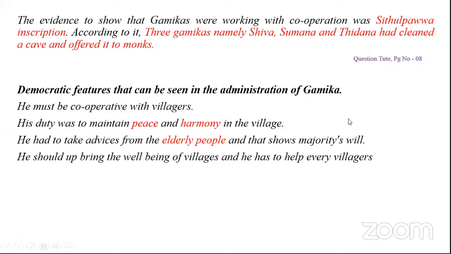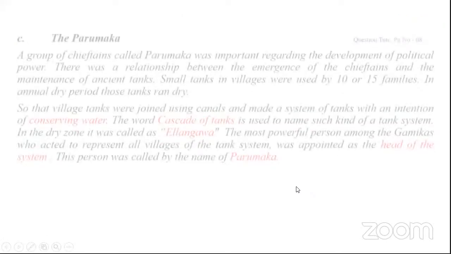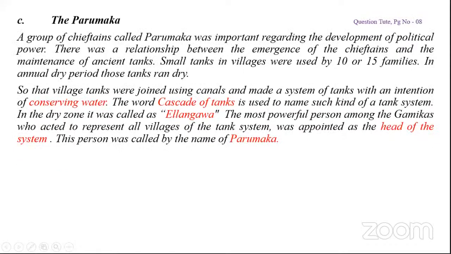Okay, moving to the next slide then. Paramakas. A group of chieftains called Paramakas was important regarding the development of political power. There was a relationship between the emergence of the chieftains and maintenance of ancient tanks. Once again, we are dealing with the cascade of tanks, the tank system. Small tanks in villages were used by 10 or 15 families. In the annual dry period, those tanks ran dry. So village tanks were joined using canals and made a system of tanks with an intention of conserving water. The word cascade of tanks is used to name such kind of tank system.